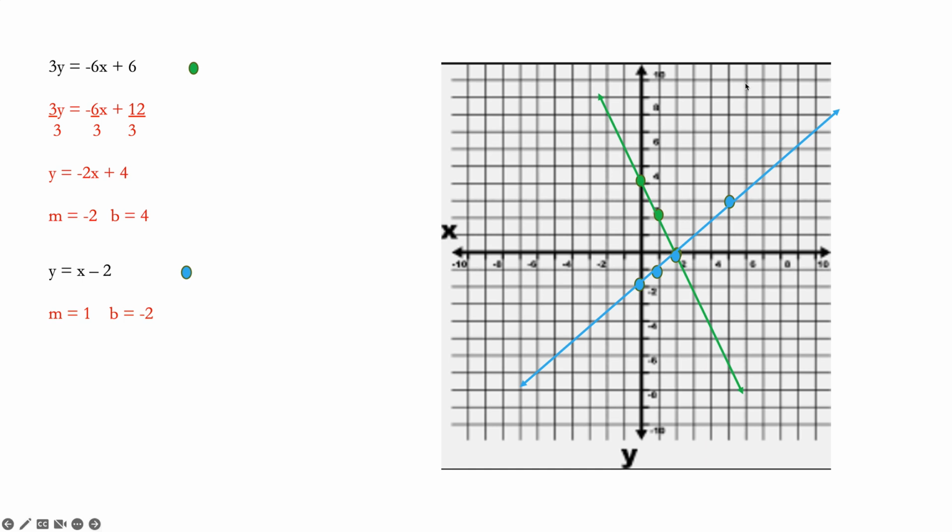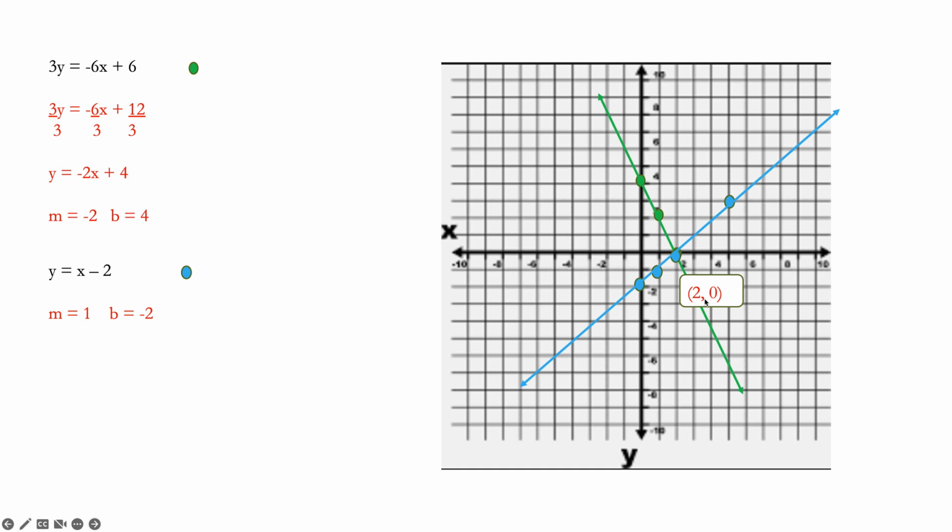Now, this is an extremely important point right here because it's both green and blue. The green line is a picture of every point that checks or works or satisfies the equation that's green. Likewise, the blue points are the points that satisfy the equation that's in blue. The one point that's both green and blue is a very important point because it's the simultaneous solution to both equations at the same time. And they pass or intersect at the point 2, 0. So that's the correct solution.